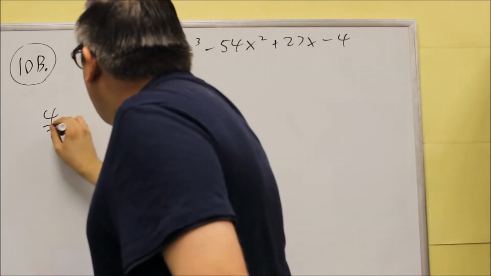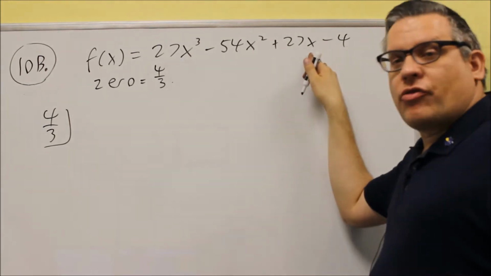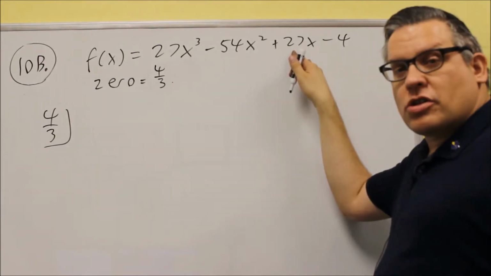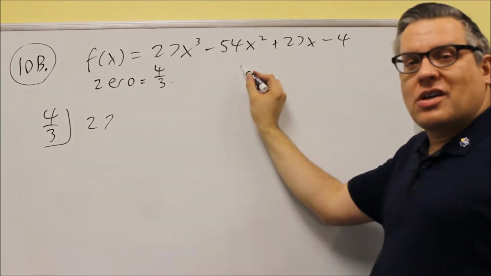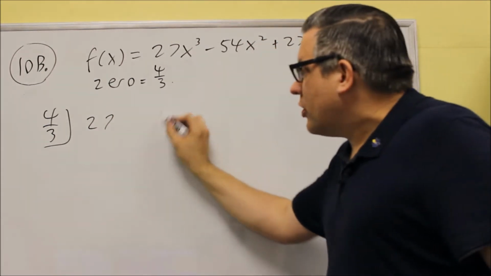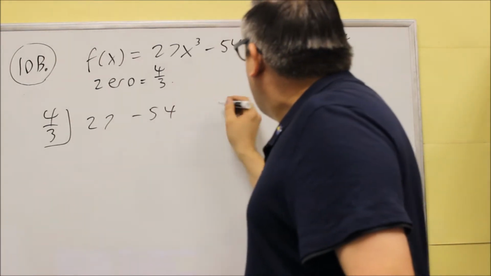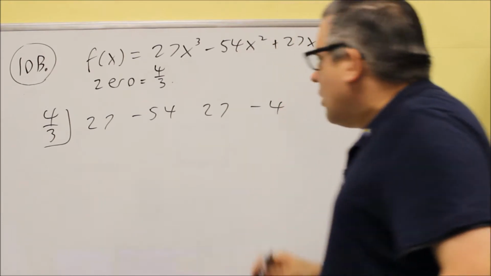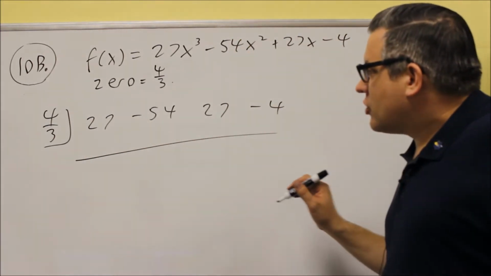We do 4/3 right here. And this one, we have all the powers accounted for, and the powers are descending like they should be, so we don't need to put any placekeepers in. But for instance, if the x squared was missing, you would have to put a 0 in that position. But it's here, so we'll put all that in. Okay, so next we start the synthetic division steps.